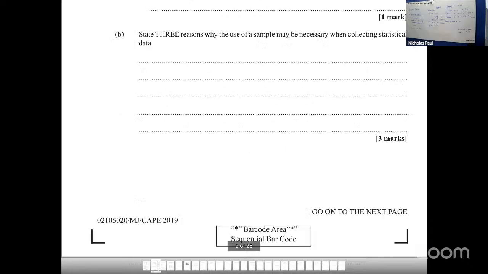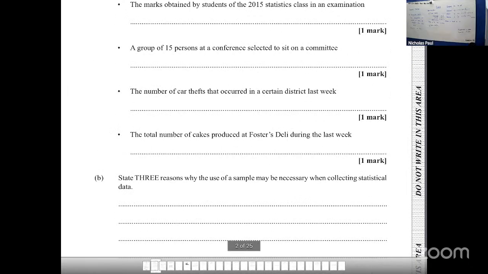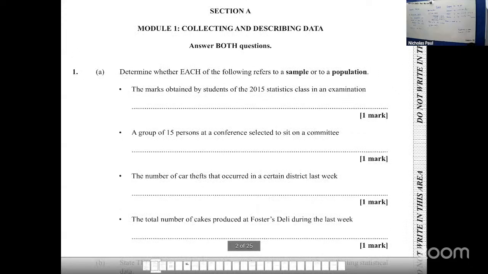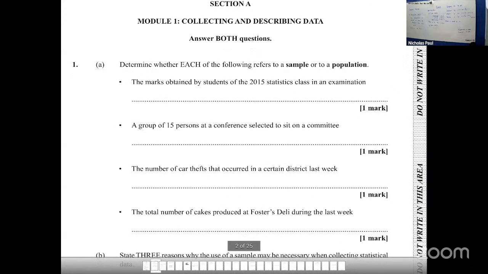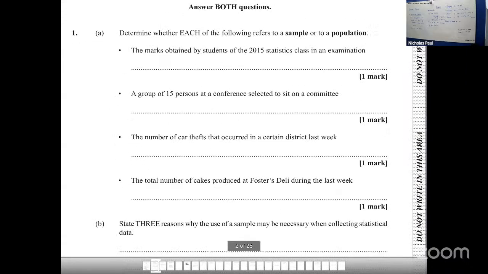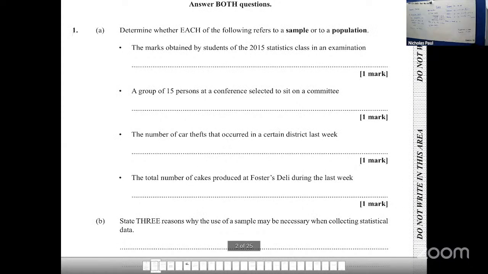Right, so you have A, B. I can start with A and B. So the first one: the marks obtained by the students of the 2015 statistics class in an examination. What's that? Population of statistics population.